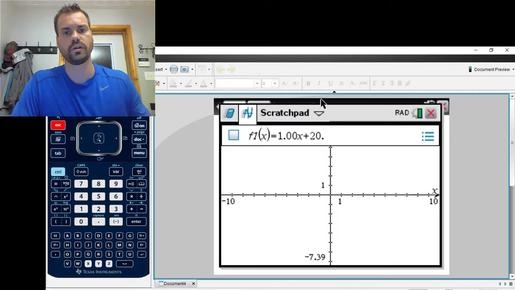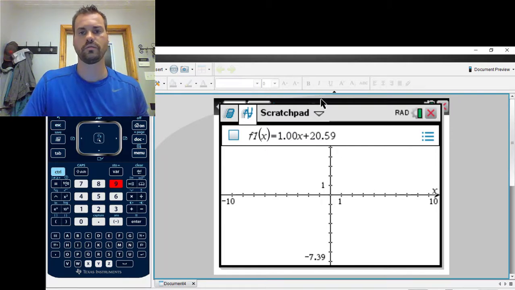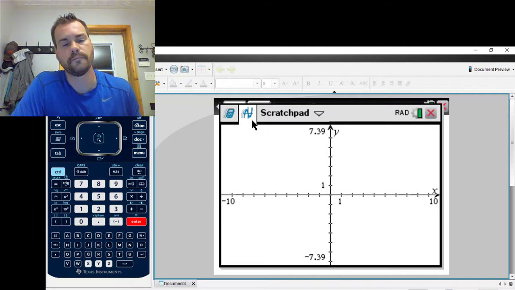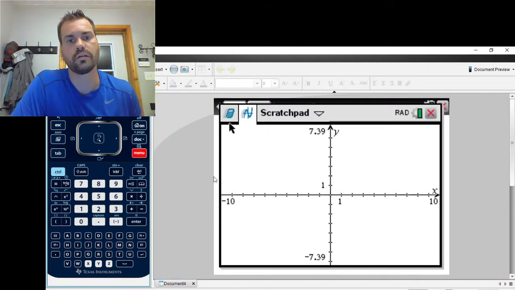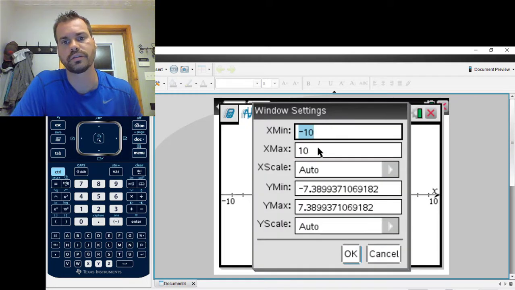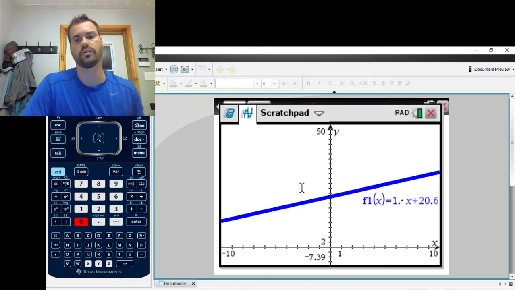No. Okay, well, it's 20.5948, I think. So you just put that in there, and you can see right now you can't see anything, but if you go to the window and set the window settings a little bit higher, the Y minimum and maximum, the Y maximum needs to be a lot bigger. So we'll just put 50 in there, and then we can see it.